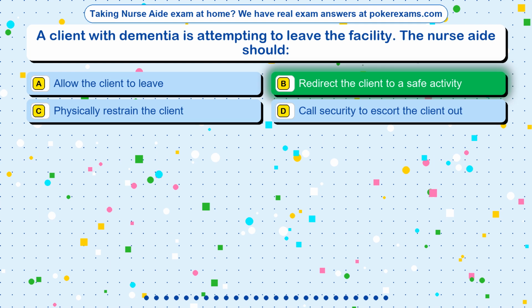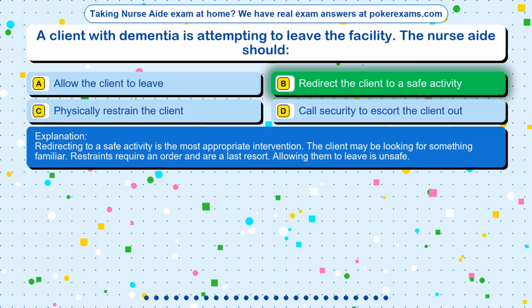The correct answer is option B. Redirect the client to a safe activity. Redirecting to a safe activity is the most appropriate intervention. The client may be looking for something familiar. Restraints require an order and are a last resort. Allowing them to leave is unsafe.